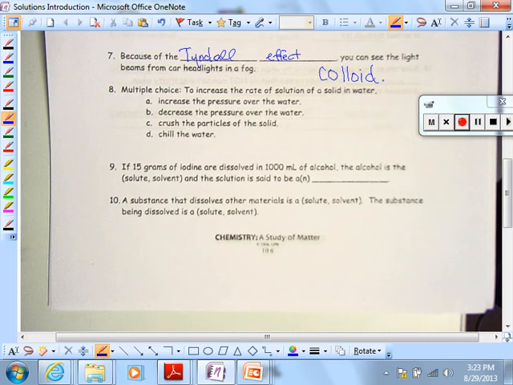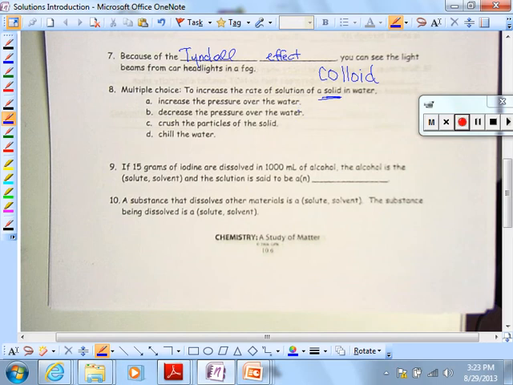All right. Rate of solution is next. So to increase the rate of a solid, it's important to make a distinction of what we're dissolving because it's different for a gas. But to increase the rate of a solid, would we increase or decrease the pressure?